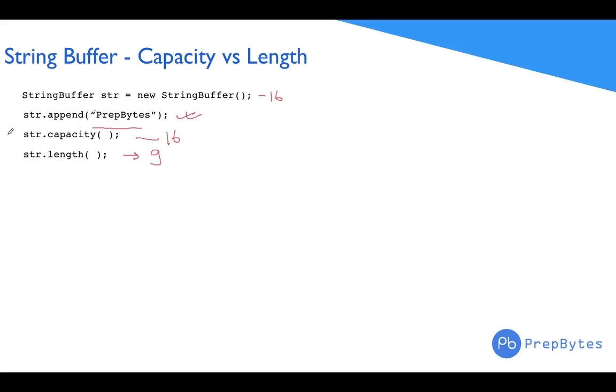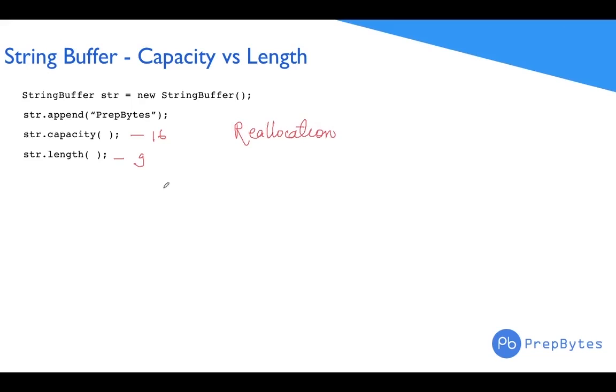So capacity is the number of characters this particular StringBuffer can hold, and length is the actual number of characters that it has. So it can hold 16 characters, and obviously the length is 9. So we saw that after this, if we take the capacity, we get 16, and for length we get 9. So what if the length becomes greater than capacity? In this case, the reallocation happens.